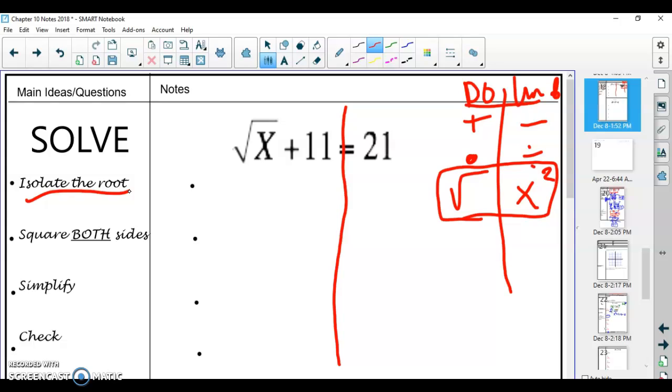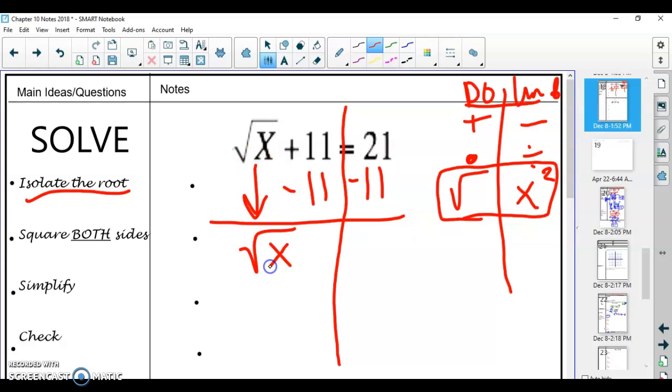So we've got to get this x by itself. So how are we going to undo plus 11? Well, we're going to minus 11. Okay, now drop everything down. So we've got the square root of x equals 10. Now the square root is isolated because it's by itself on the one side.